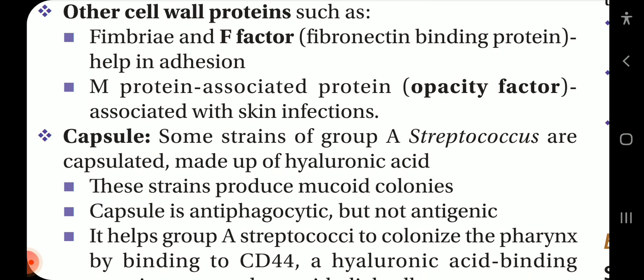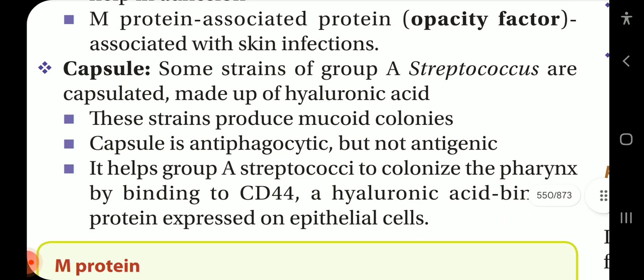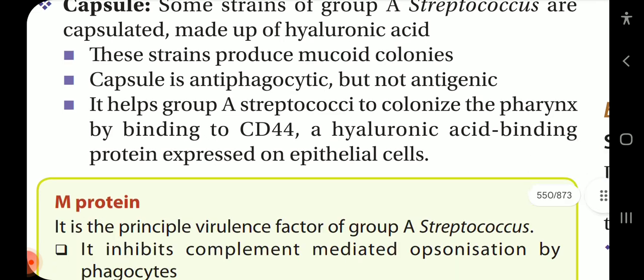The M protein associated protein, opacity factor, is associated with skin infections. Capsule. Some strains of group A streptococcus are capsulated, made up of hyaluronic acid. These strains produce mucoid colonies. Capsule is antiphagocytic but not antigenic. It helps group A streptococci to colonize the pharynx by binding to CD44, a hyaluronic acid binding protein expressed on epithelial cells.